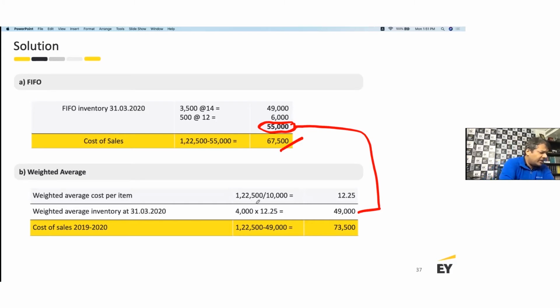How have I done this? 1,22,000 total cost divided by 10,000 units, which is during the year which I had. 12.25 is my average cost, weighted average cost, weighted to the units and the price, right? So that's why it is called weighted average cost, 12.25. 12.25 into 4,000, which is the closing inventory, gives me 49,000. So my cost of sales here is 73,500, compared to the cost of sales if I were to do FIFO, which is 67,500.